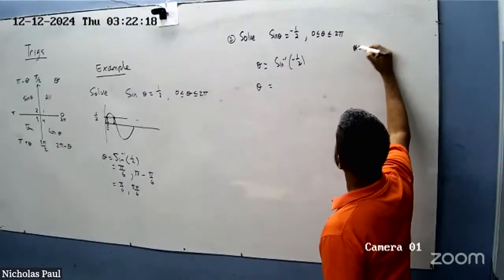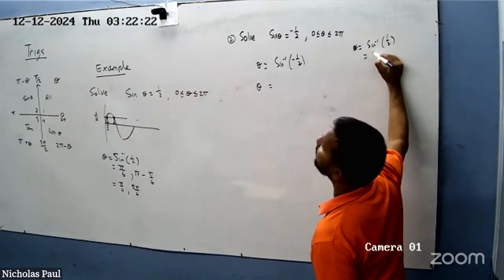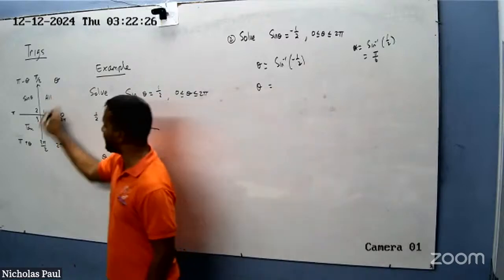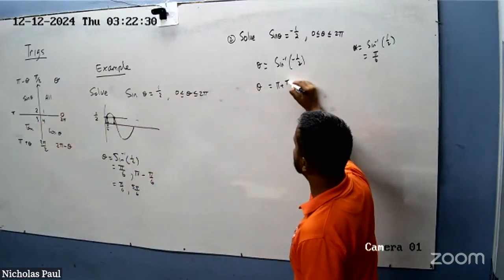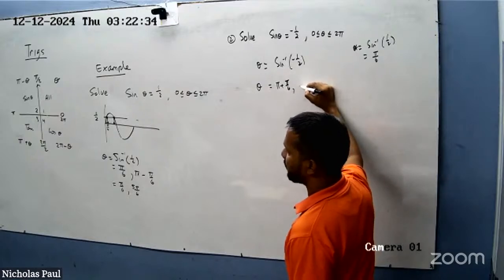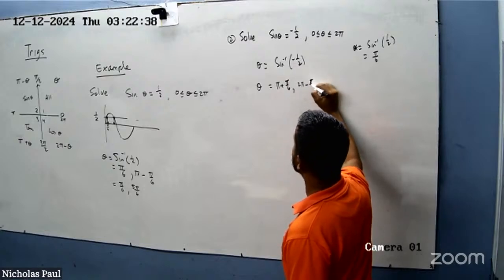And find a value for sine inverse positive a half, and you'll get back what we have there, pi on 6. And then use that pi on 6 here and here. So that'll be pi plus pi on 6 and 2 pi minus pi on 6.